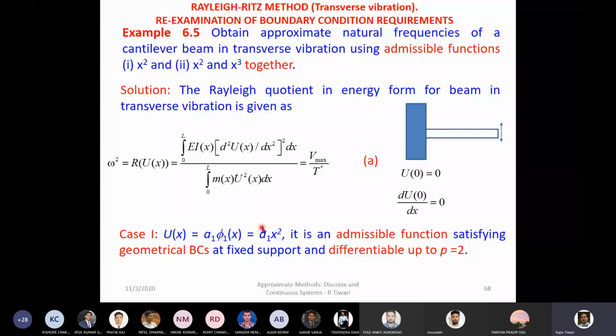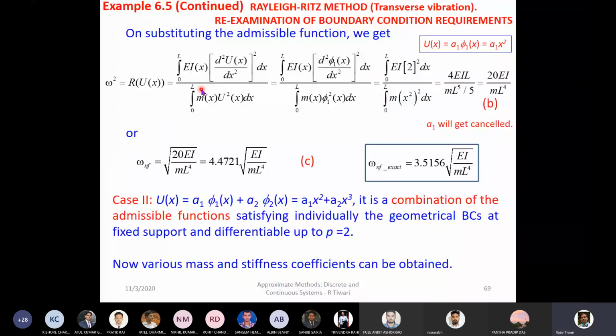So here we are substituting. Instead of u, I'm putting phi1, and phi1 we know is x square. So if we put x square here and differentiate twice, we'll get 2 here, and here x square of square will give x raised to 4. If we simplify this and take the square root, we'll get 4.4721 square root of EI by mL to the power 4. So this is for the bending case.